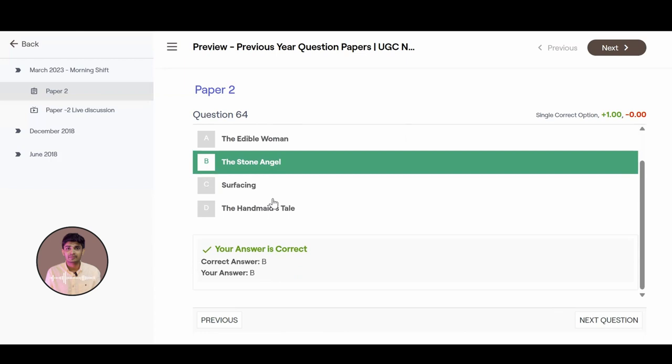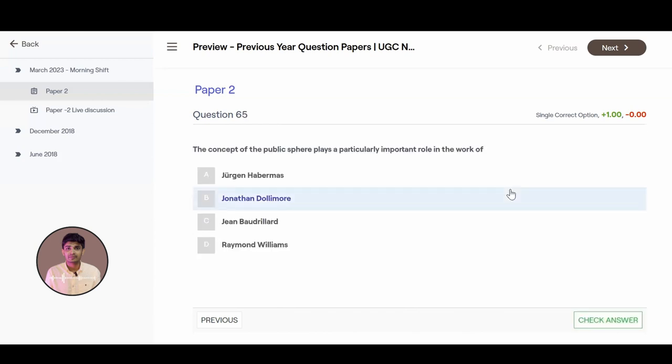The Edible Woman, Surfacing, The Handmaid's Tale, The Testaments, Power Politics, these are the works written by the Canadian writer Margaret Atwood. Extremely significant writer. The concept of the public sphere plays a particularly important role in the work of Jürgen Habermas.